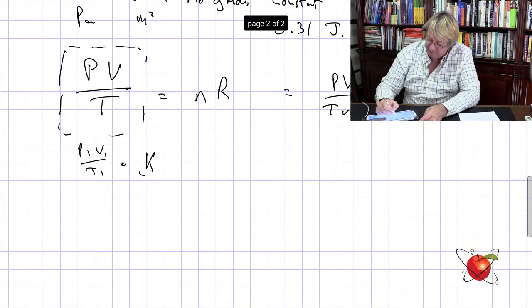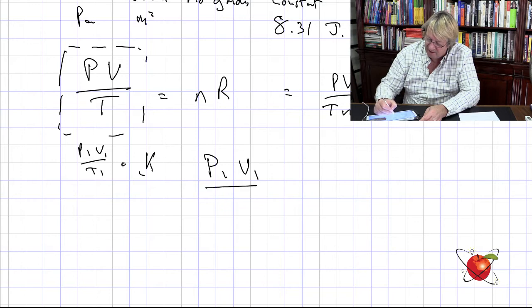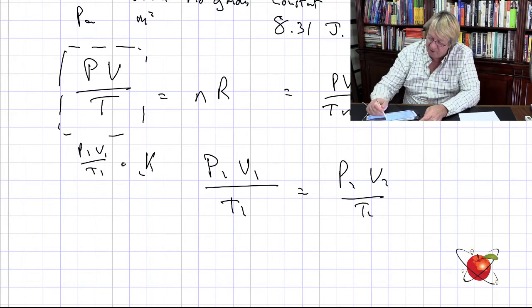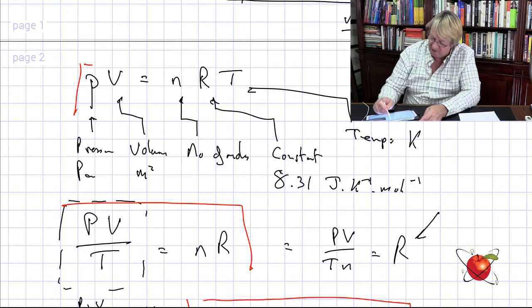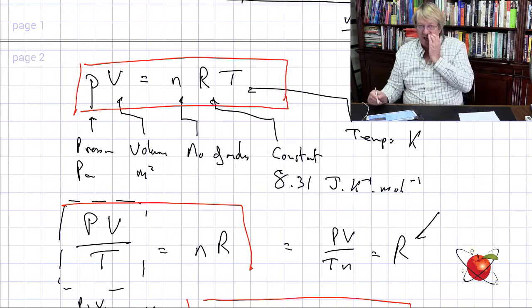Well, we know that finally, the last formula that we have to remember is P1 V1 over T1 equals P2 V2 over T2. So the two formulae in this section that are important are that one and this one here, PV equals nRT. Okay, and they're given to you in the schedule. You just need to know how to apply them and how to use them.